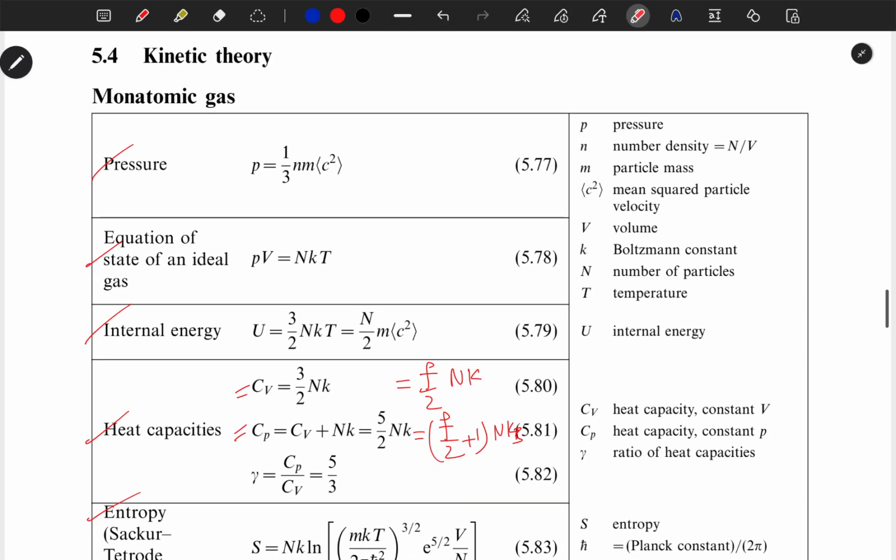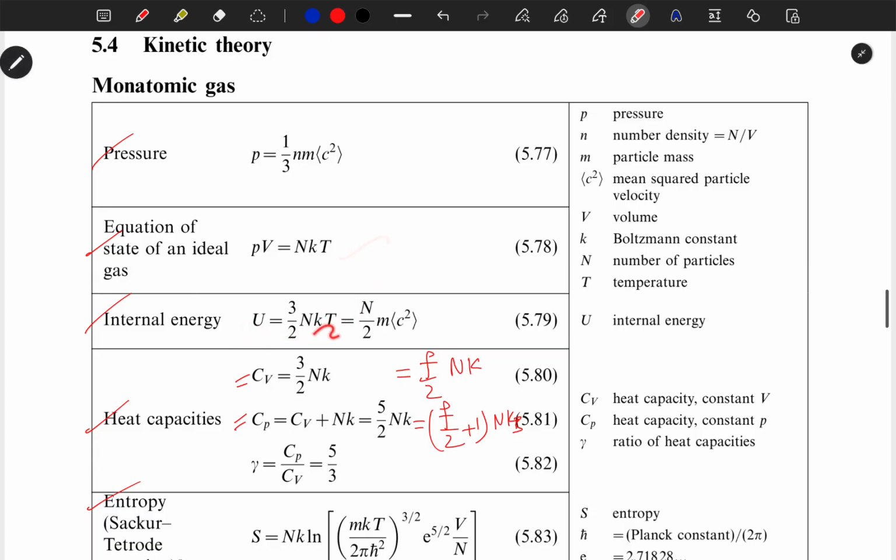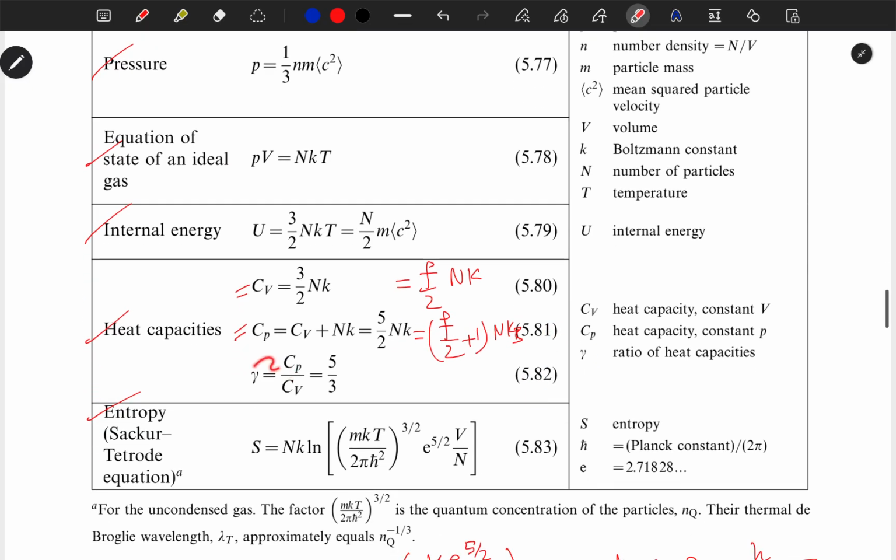Now kinetic theory of gas. Pressure P equal to 1 by 3 n m c square, where n is the number density and m is the particle mass. Equation of state for ideal gas, PV equal to nRT. Internal energy is 3 by 2 nkT. Cv equal to 3 by 2 nk. Cp equal to Cv plus nk. Or using the degrees of freedom, f by 2 nk is the Cv, and f by 2 plus 1 times nk equal to Cp, and gamma equal to Cp by Cv equal to 5 by 3.